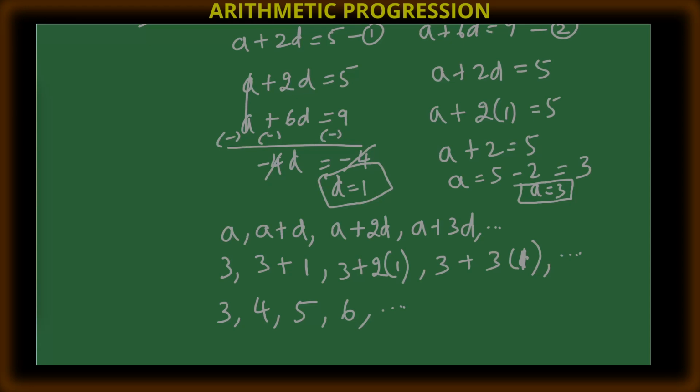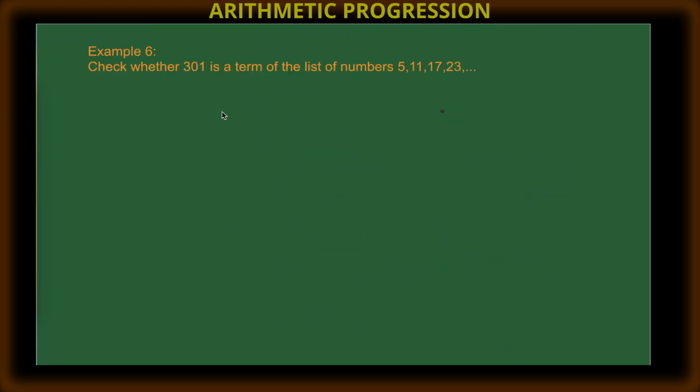Let's move to the next question. Okay students, let's see what our next example is. Check whether 301 is a term of the list of numbers. This is an arithmetic progression, so does 301 belong to this progression? To find that, we'll use the formula an is equal to a plus n minus 1 into d. Why? Because we don't know which term it is, whether it belongs to this or not. So let's assume an is equal to 301 and proceed.